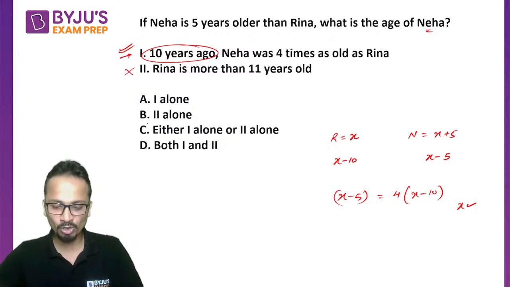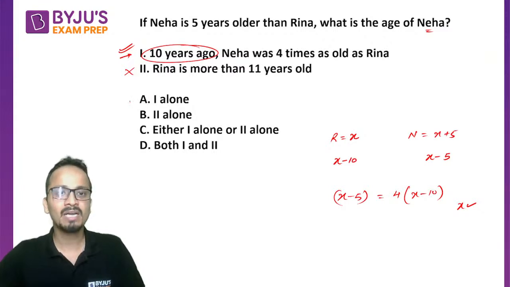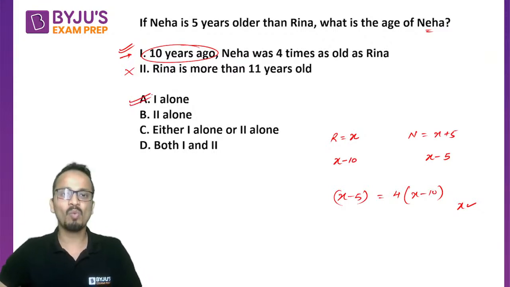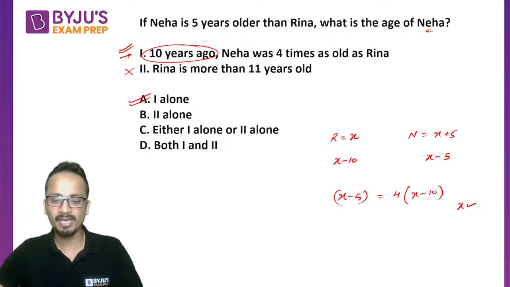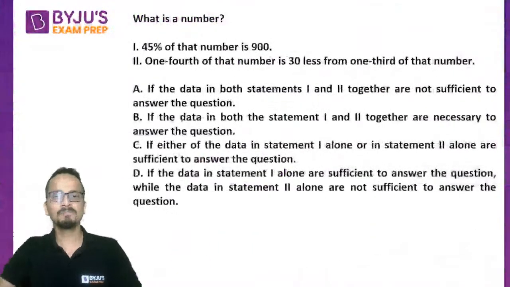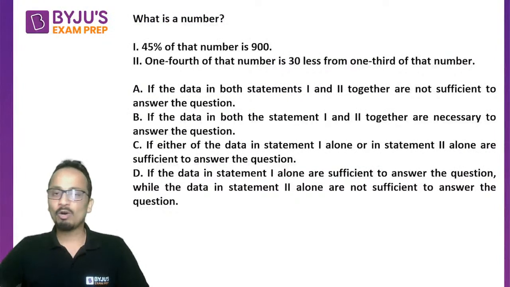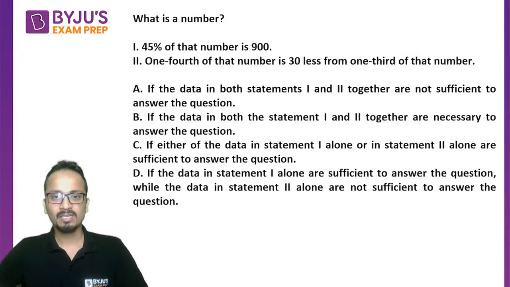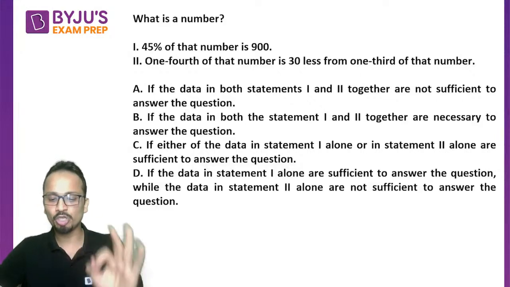And yes, again, all of you are absolutely correct. Correct answer is 1 alone, that is option A. Okay, chaliye, let's quickly move on to the next question. Now a very easy question, less than 30 seconds you should be able to give the answer.